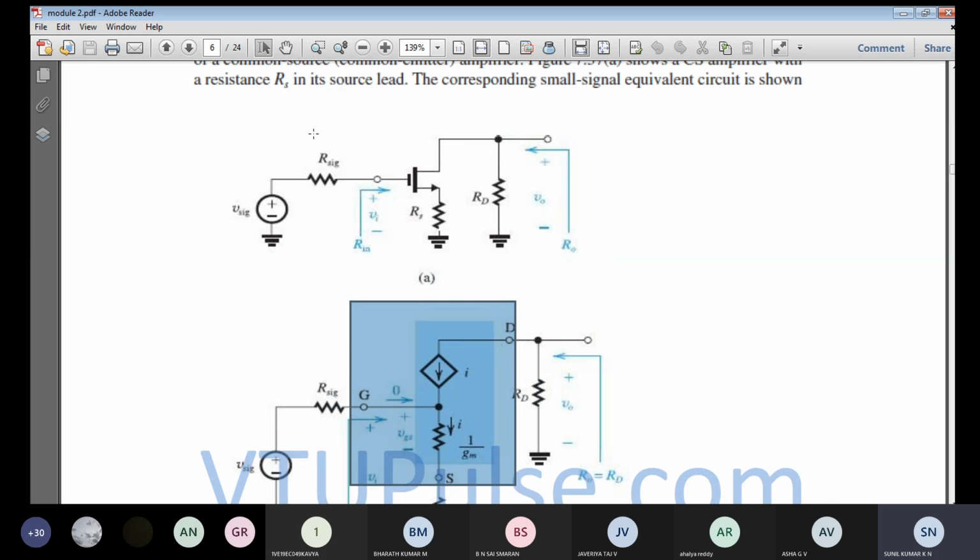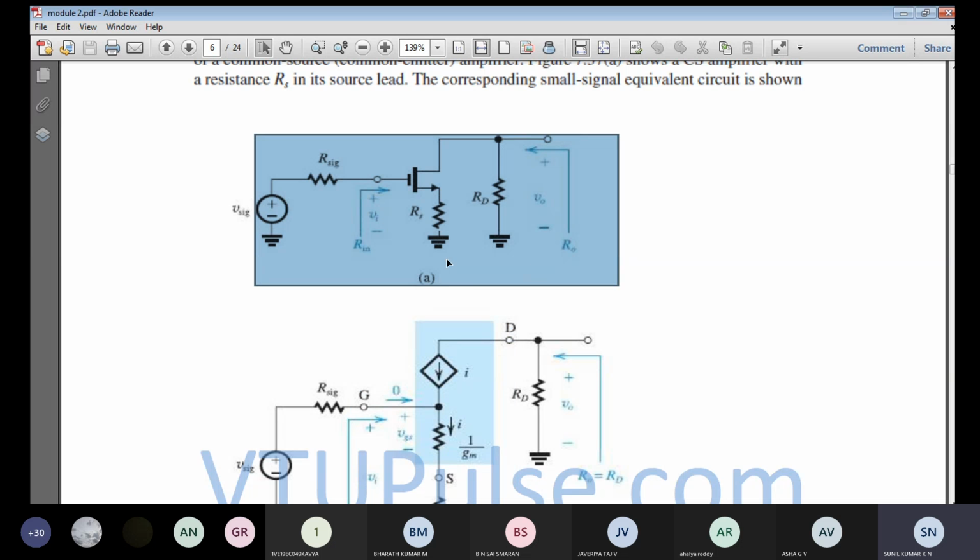Okay, so up to here it is okay, right? So this is the small signal circuit model of the common source with the source resistance in series. For the corresponding small signal equivalent circuit model, we are going to modify the small signal model for analysis purposes. To make the analysis easier, we are going to modify the small signal operation model to make it simple.